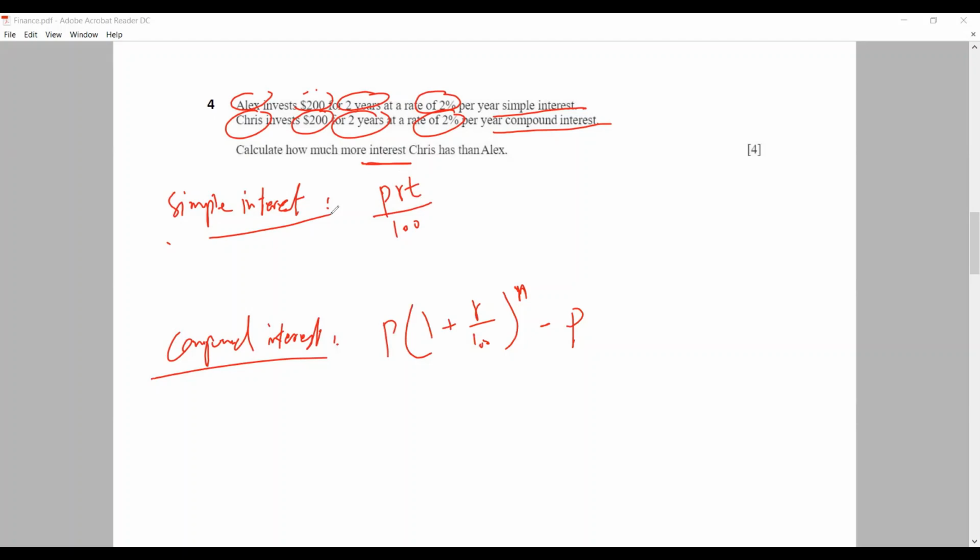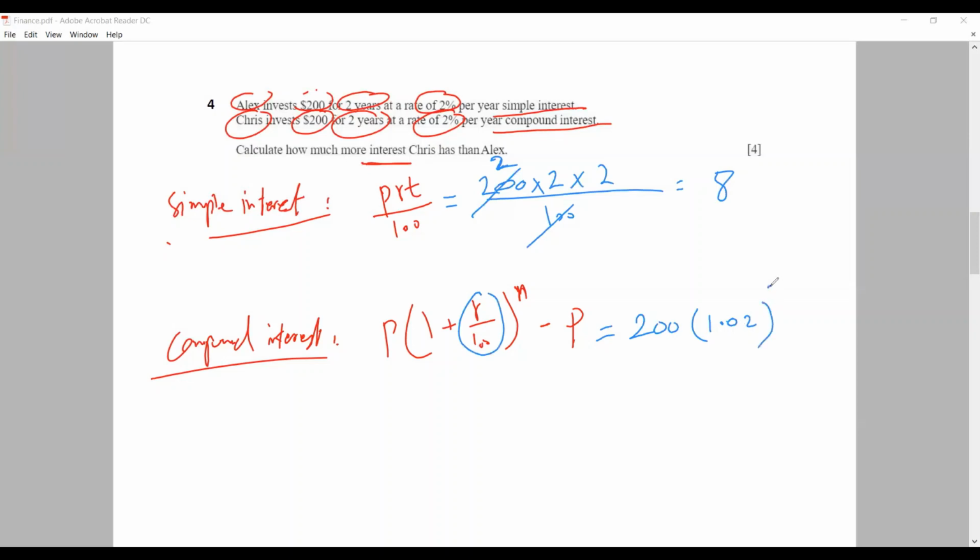Let's do the substitution. We get the same principal for both, right? 200 times 2 times 2. That's the number of years divided by 100. So I believe that should be 8, right? 2 times 2 times 2, that's 8. So here we have, let's do the substitution here. We have 200 times 1.02, right? 2% is 0.02 raised to the power of 2, then minus 200.